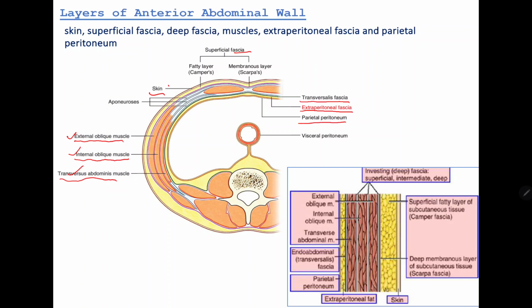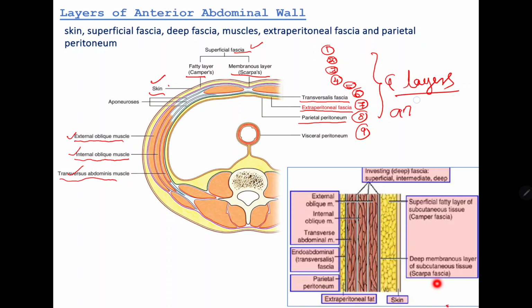Once again we have the skin. Then the superficial fascia has 2 layers, a superficial fatty layer and a deep membranous layer. The fatty layer is called Camper's fascia and the membranous layer is known as Scarpa's fascia. Then there are the external oblique abdominis, internal oblique abdominis, transversus abdominis, fascia transversalis, extraperitoneal connective tissue, and the parietal peritoneum. All together we have 9 layers of the anterior abdominal wall. Remember, 9 layers.